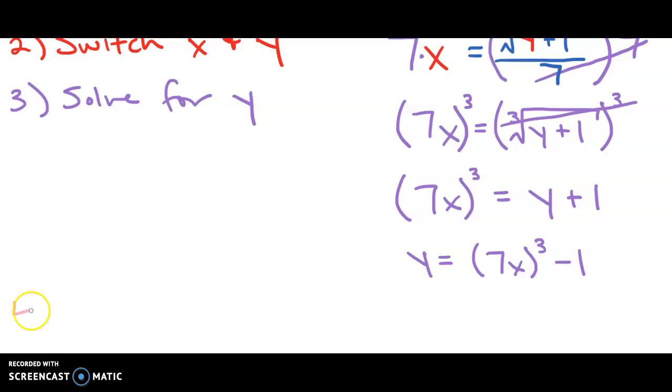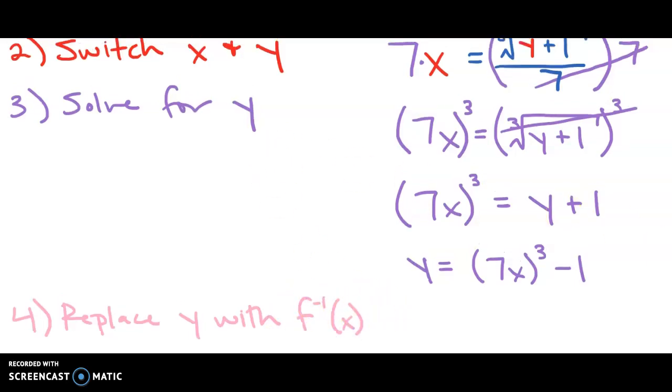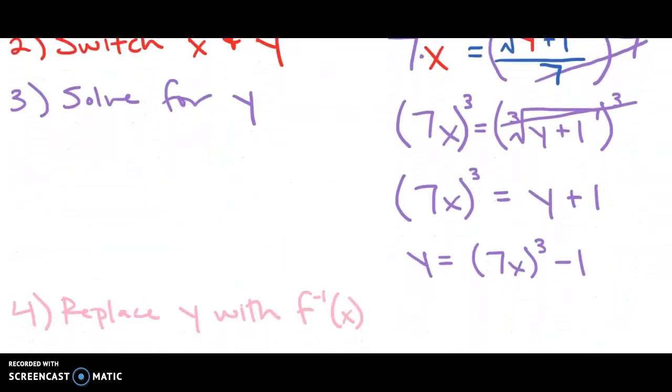That gets us to our last step, which is just notation. We're going to replace y with f inverse of x, because we started with f of x, and so we're finding f inverse of x, which we represent with this little negative 1 after our f. And when we do that, we get f inverse of x is equal to 7x cubed minus 1. That is our inverse function for f.